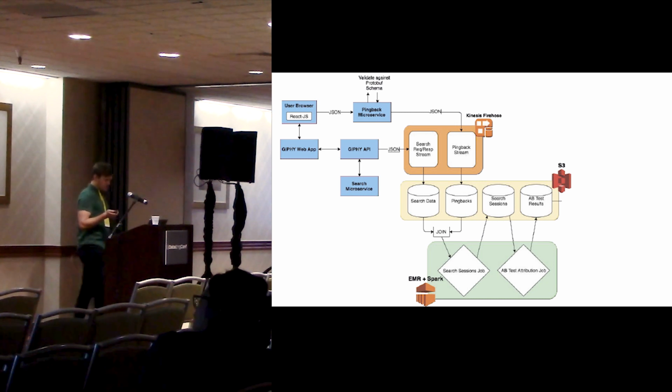We have this other Spark job that reads that data, our A/B testing attribution job. It can read all the data and the behavioral stuff that happened in a session, and then hash users into different groups, and measure performance for different search algorithm changes.